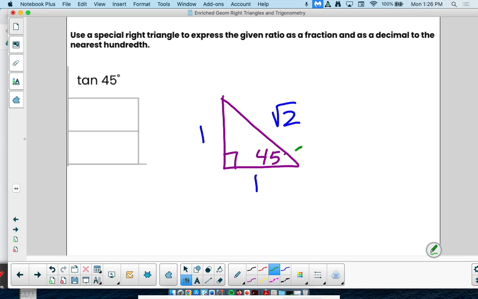So we want the tangent of 45. So I'm going to mark 45. What's the tangent ratio? Opposite over adjacent. So which side's my opposite? 1. What's our adjacent? 1. So 1 over 1. What does that become? What's 1 as a decimal? 1. Perfect. You want to try the next one on your own? See how it goes?